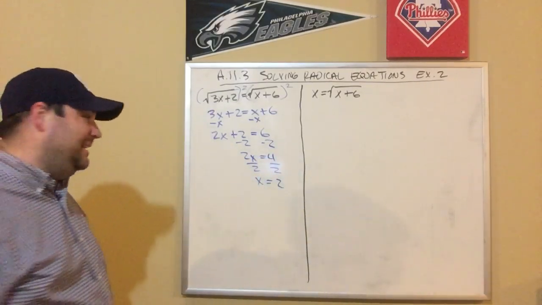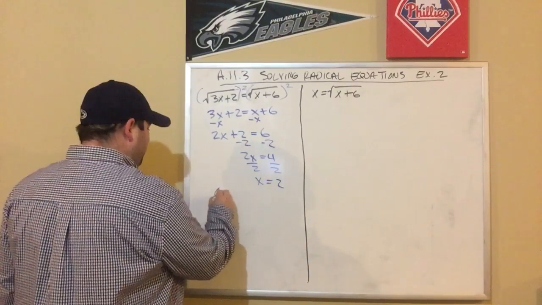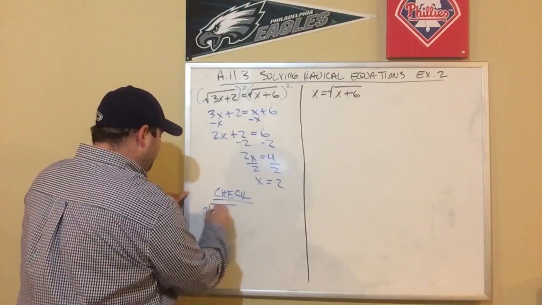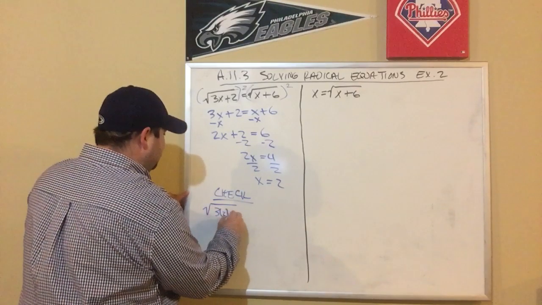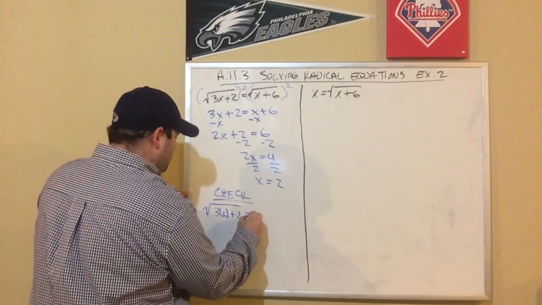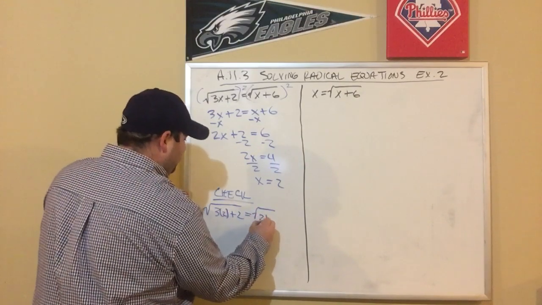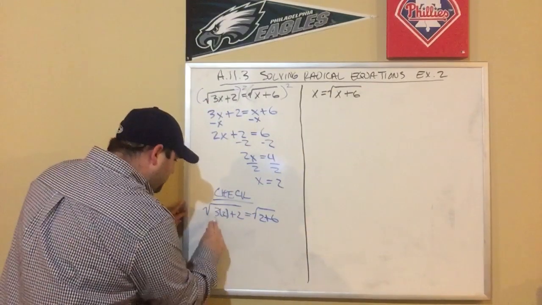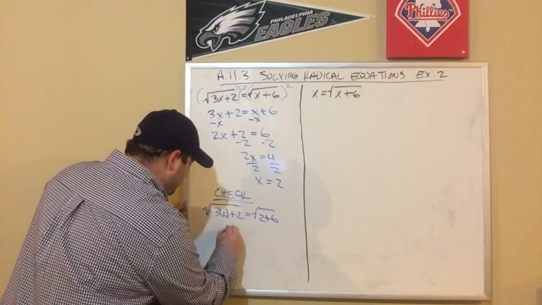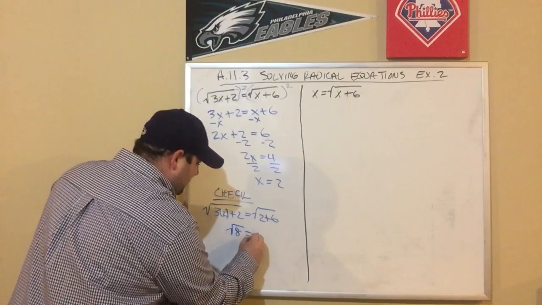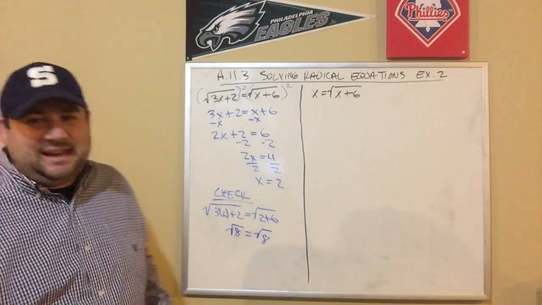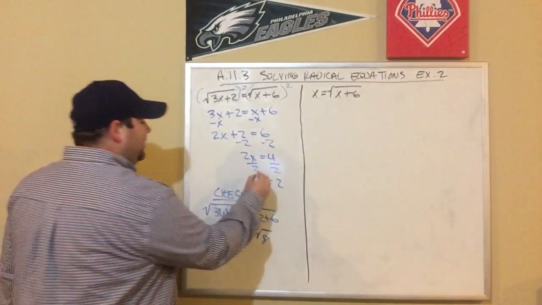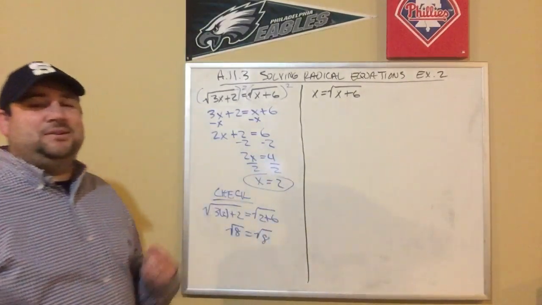I'm going to check my problem here. Remember, we always check these. So when I check, I've got the square root of 3 times 2 plus 2 equals the square root of 2 plus 6. So all I did was take my original equation, plug 2 in for x. If I do this, 3 times 2 is 6 plus 2 is 8. So that's the square root of 8. 2 plus 6 is 8. That's also the square root of 8. I don't actually need to calculate the square root of 8. If I get square root of 8 equals square root of 8, I'm good. That's the same thing. So I know x equals 2 is correct.